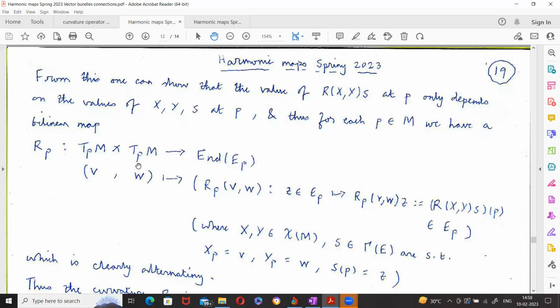Okay, so the curvature, yeah, any question? Any questions? Yeah.